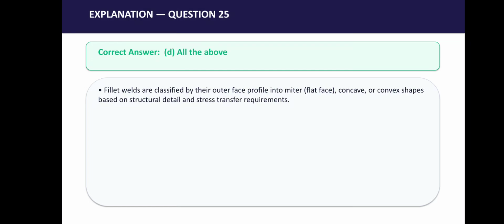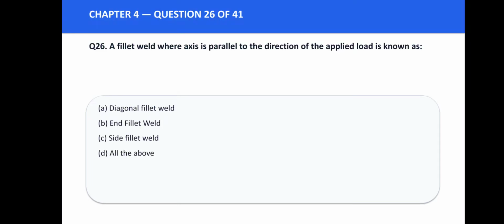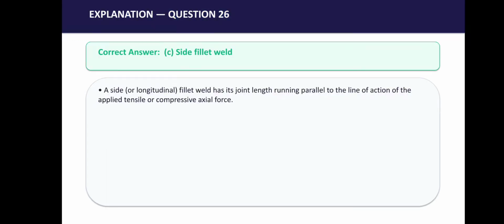Question 26. A fillet weld where axis is parallel to the direction of the applied load is known as what? Option A, diagonal fillet weld. Option B, end fillet weld. Option C, side fillet weld. Option D, all the above. The correct answer is option C, side fillet weld. Explanation. A side or longitudinal fillet weld has its joint length running parallel to the line of action of the applied tensile or compressive axial force.